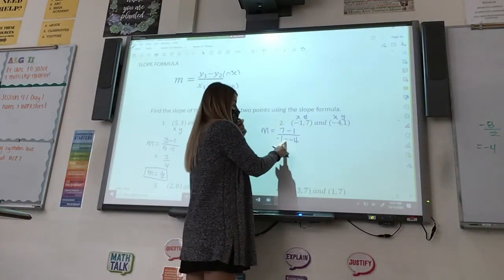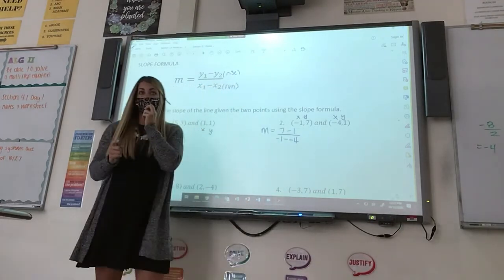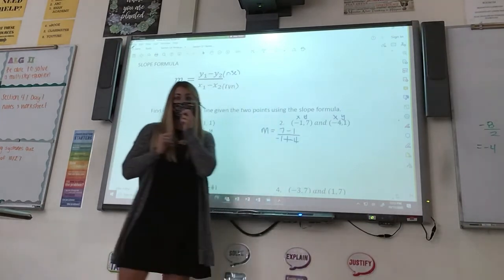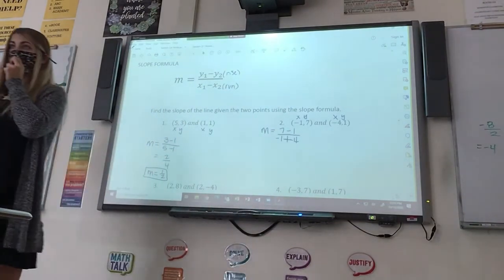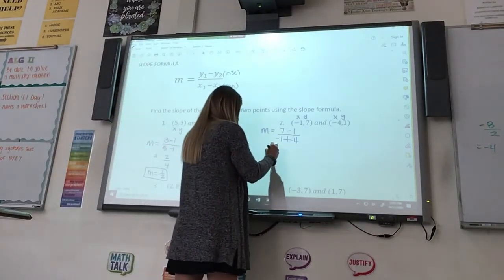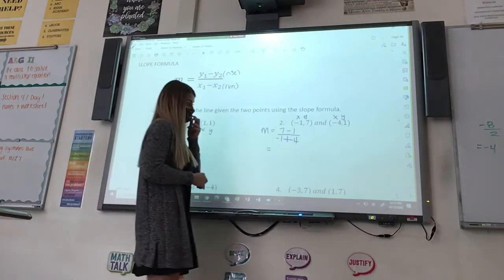-3. So this is minus and negative. What happens when you have two negatives? You add. It becomes a positive. So this becomes -1 plus 4. So it's 4. Or -4 plus -1 is. It's +4 minus 1. Oh, because you change.